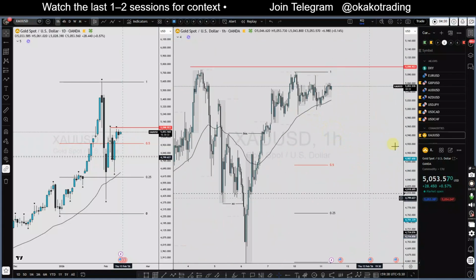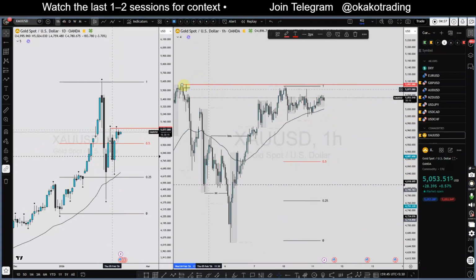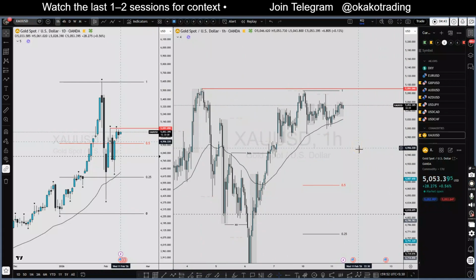I was waiting for a deeper correction, but it doesn't look like it's going to happen because we are very near to this HPL, and it's highly possible that we're going to trade above this high within the next London and NY session. So let's see how it unfolds.